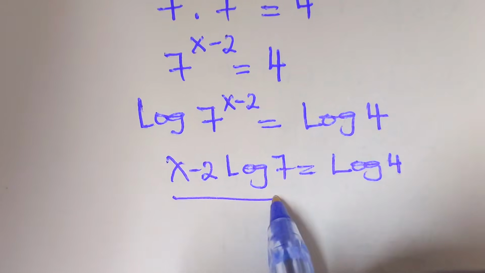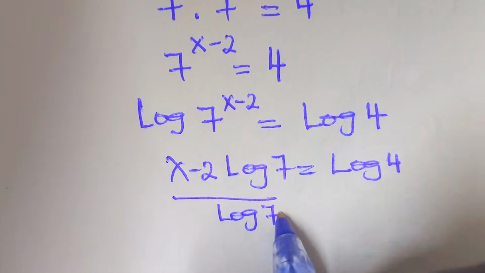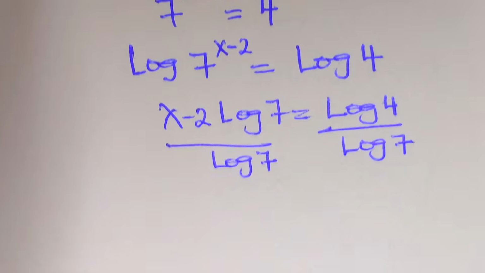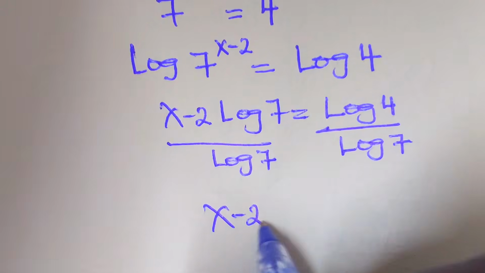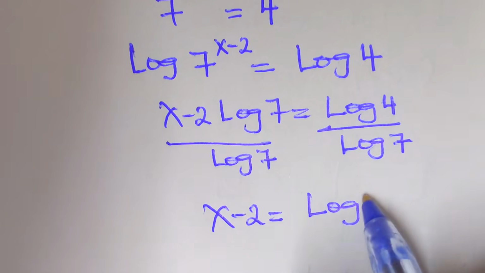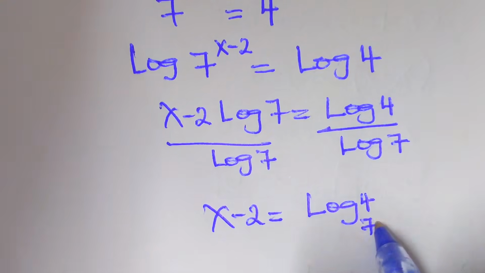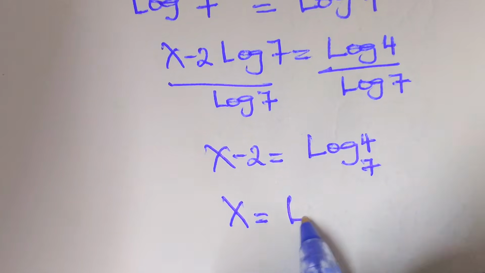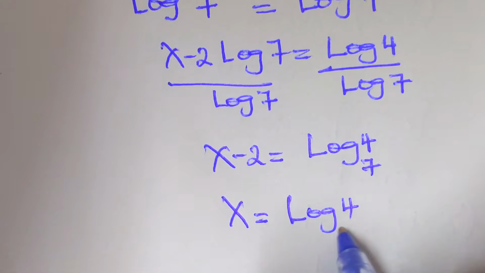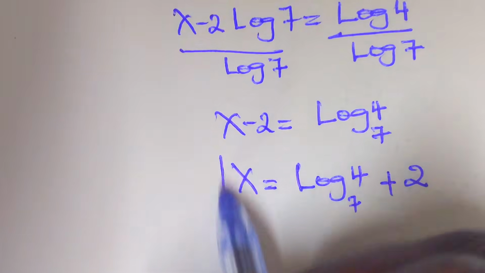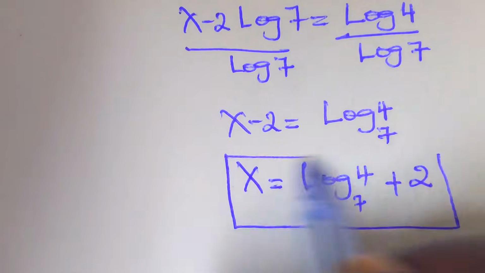We shall divide by logarithm of 7 on both sides. We shall get x minus 2, which equals logarithm of 4 to the base 7, so that x only will be logarithm of 4 to the base 7 plus 2 as our solution.